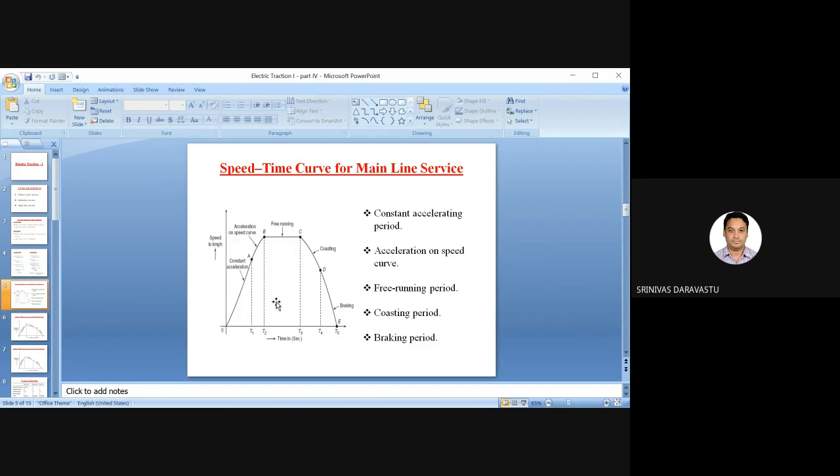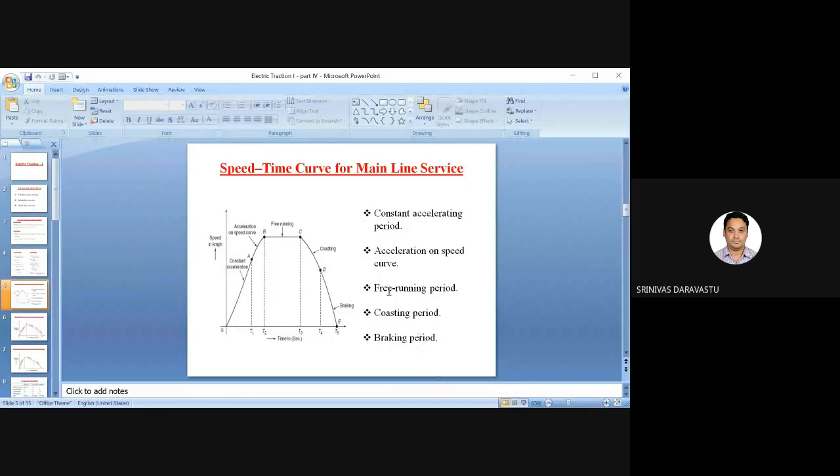Now this is the speed time curve. It is drawn between speed and time, with speed in kilometers per hour and time in seconds. The main periods in the speed time curve are the following five parts. First is the constant accelerating period, 0 to t1 or 0 to a. Second is acceleration on speed curve, t1 to t2 or a to b. Third is the free running period, t2 to t3, b to c. And c to d, t3 to t4, is the coasting period. D to e, or t4 to t5, is called the braking period.